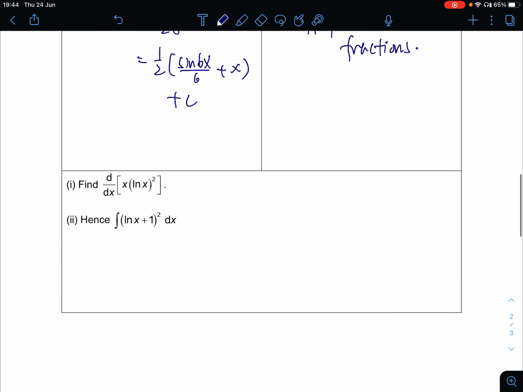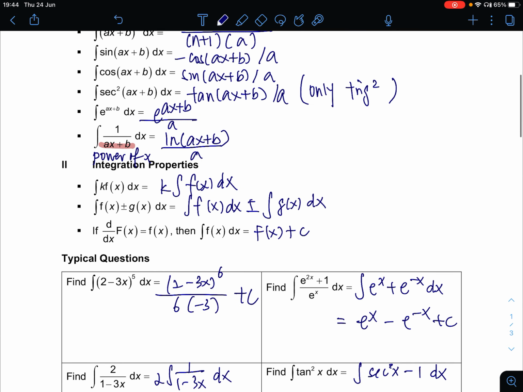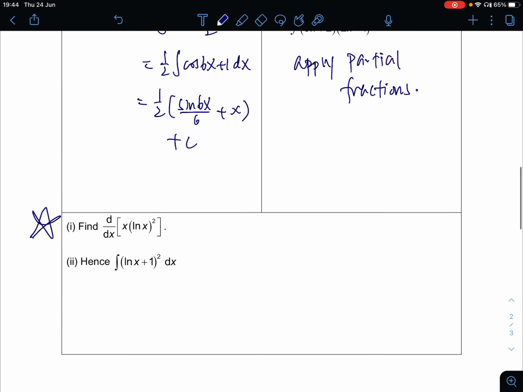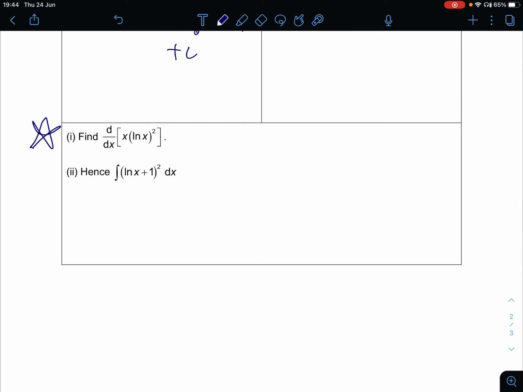Okay, now let's look at this kind of question. This is important. The questions that ask you to differentiate, then integrate. So this relates back to just now this part here, the capital F x one. So differentiate x (ln x) squared, you will get (ln x) squared plus x times 2 ln x times 1 over x, which is (ln x) squared plus 2 ln x. Okay. Now, hence integrate (ln x plus 1) whole thing squared.